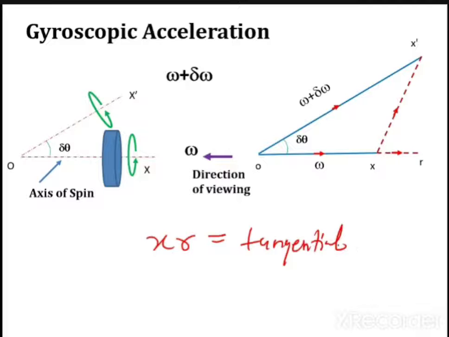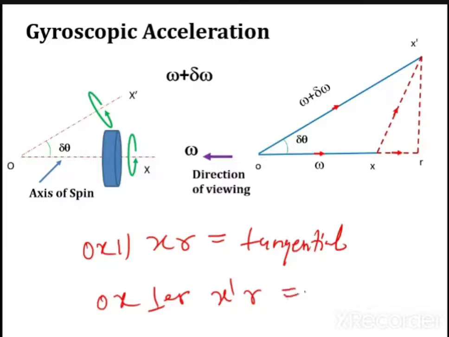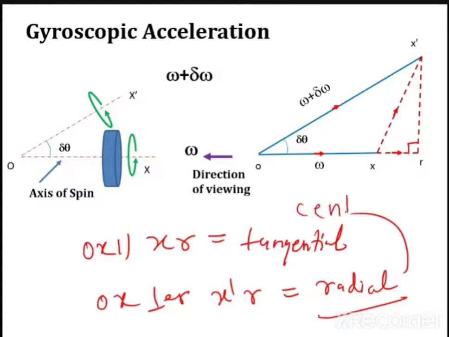I think you have done this in the kinetics of machinery. The same we are applying here. This XR is parallel to OX, and X dash R is perpendicular to OX. This X dash R, which is perpendicular to OX, is nothing but the radial component. The radial component is also called the centripetal component. I hope it is clear to you now.